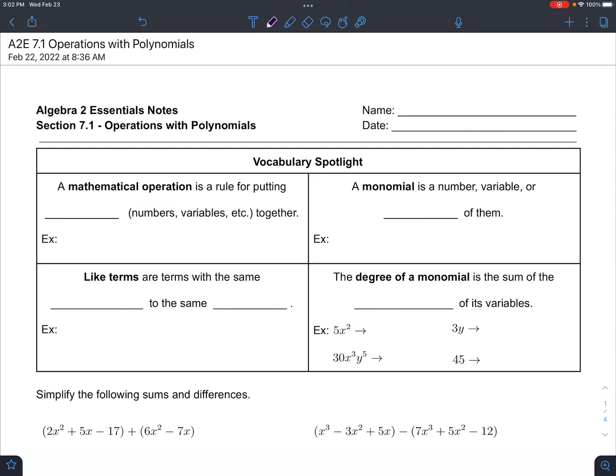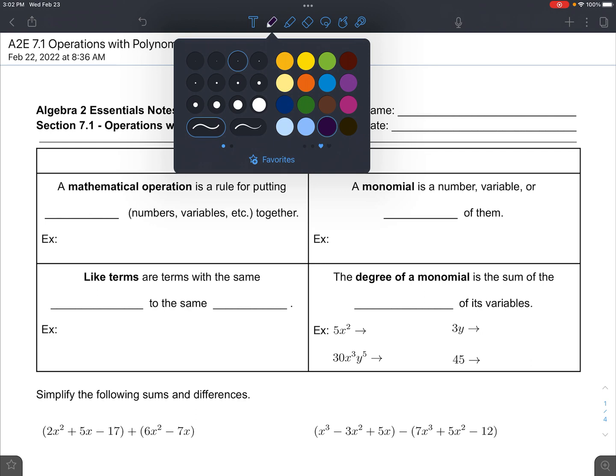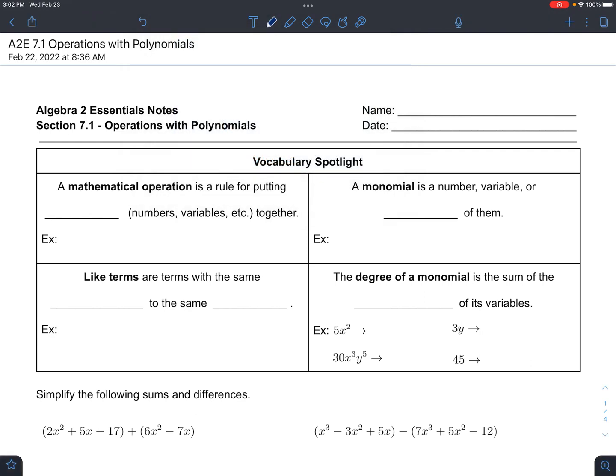Alright, today we're going to get started with operations with polynomials. And to begin, we're going to take a look at just what those are and some extra vocabulary. So a mathematical operation is a rule for putting terms together. For example, 3x plus 5x, the operation there is plus, right? And we're going to be dealing with not just plus, but also minus, multiplication, and division at the end of the chapter. So any of these operations have their own rules for putting together terms.